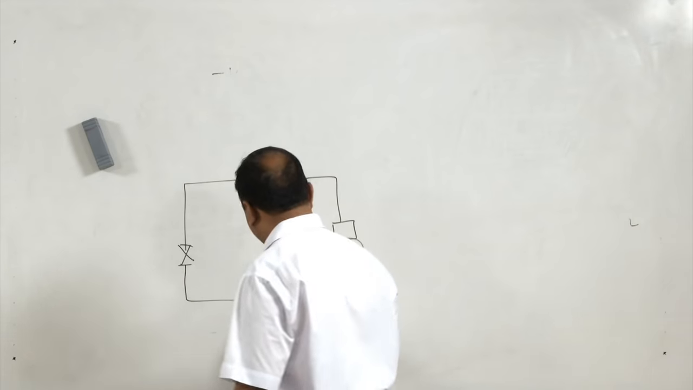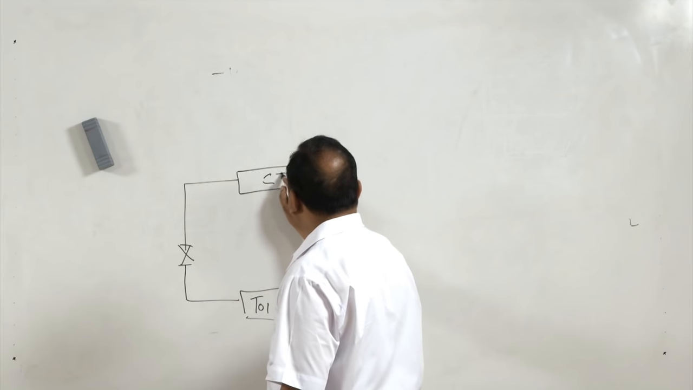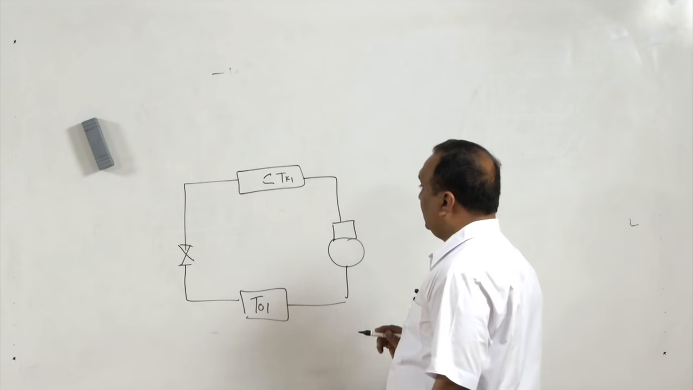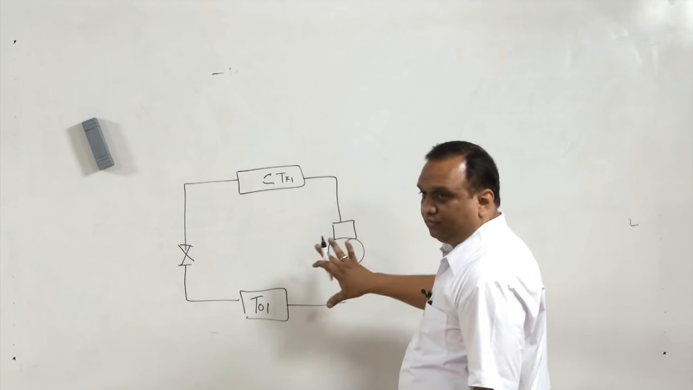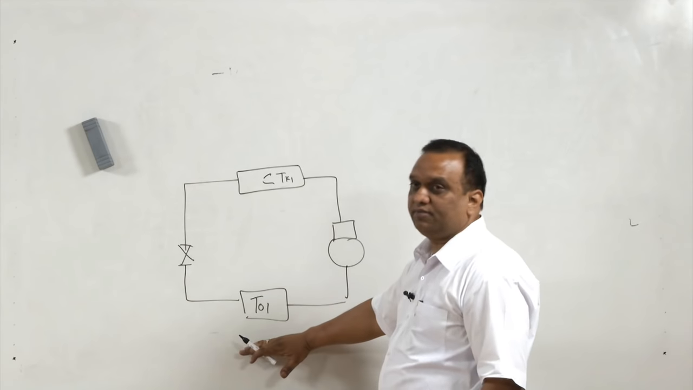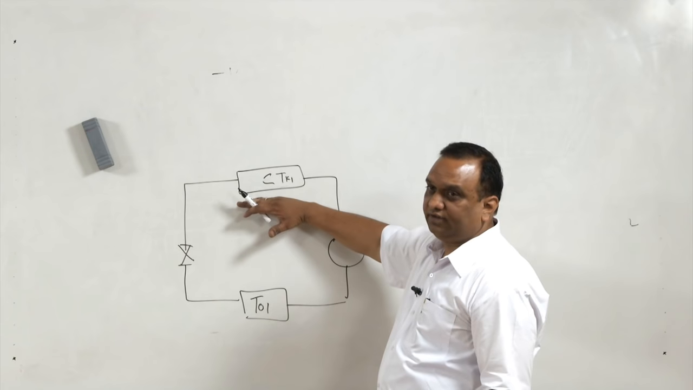So, this is TO1 and this is TK1. Temperature of condenser 1, temperature of evaporator 1. Now, this is one simple cycle. For a particular refrigerant used in this cycle, the temperature here may be minus 80 degree centigrade, and here the temperature may be 0 degree or minus 40 degree centigrade.